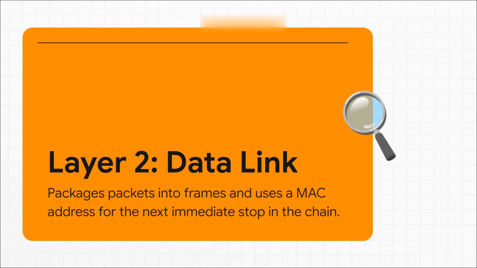But here's the thing. The internet isn't one single road. It's a series of short hops from one device to the next. That's where Layer 2, the data link layer, comes in. It manages just the very next hop in the journey. It wraps the packet into a frame and gives it a local address, called a MAC address, for the next immediate device in the chain, like, say, your home Wi-Fi router.